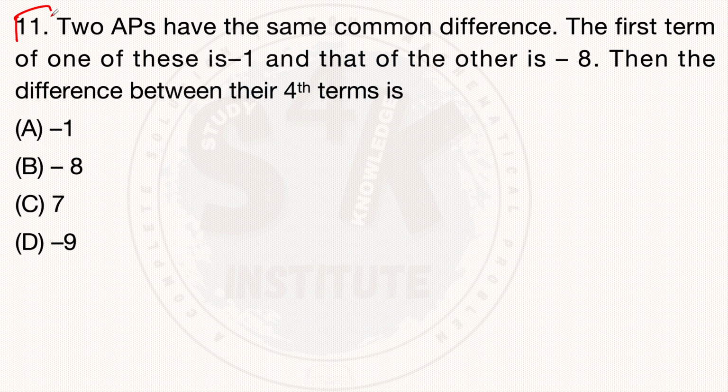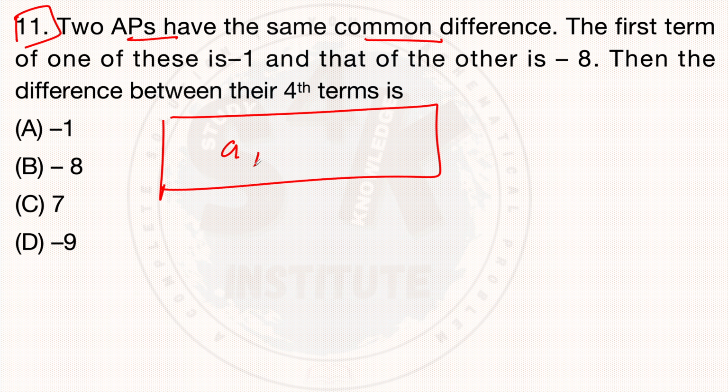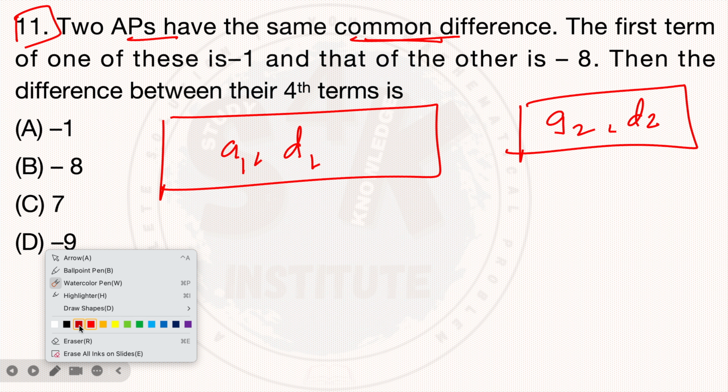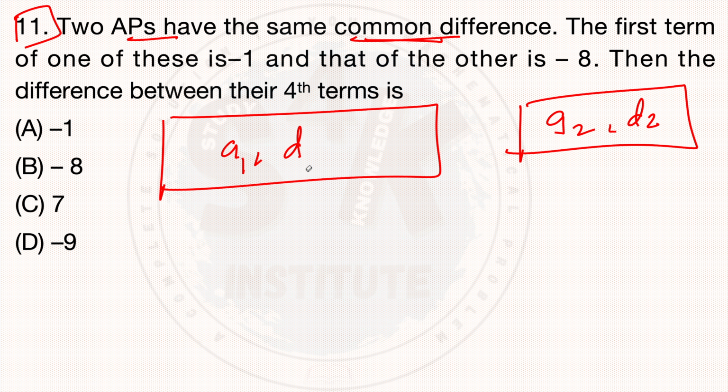Now question number 11. Two APs have the same common difference. So there are two APs. Let's say this is an AP which has a first term and a common difference, and this is another AP which has, let's take, A1, D1 and A2, D2. They are saying they have the same common difference. So this D2 is not different, they are the same. So this is basically D and D.